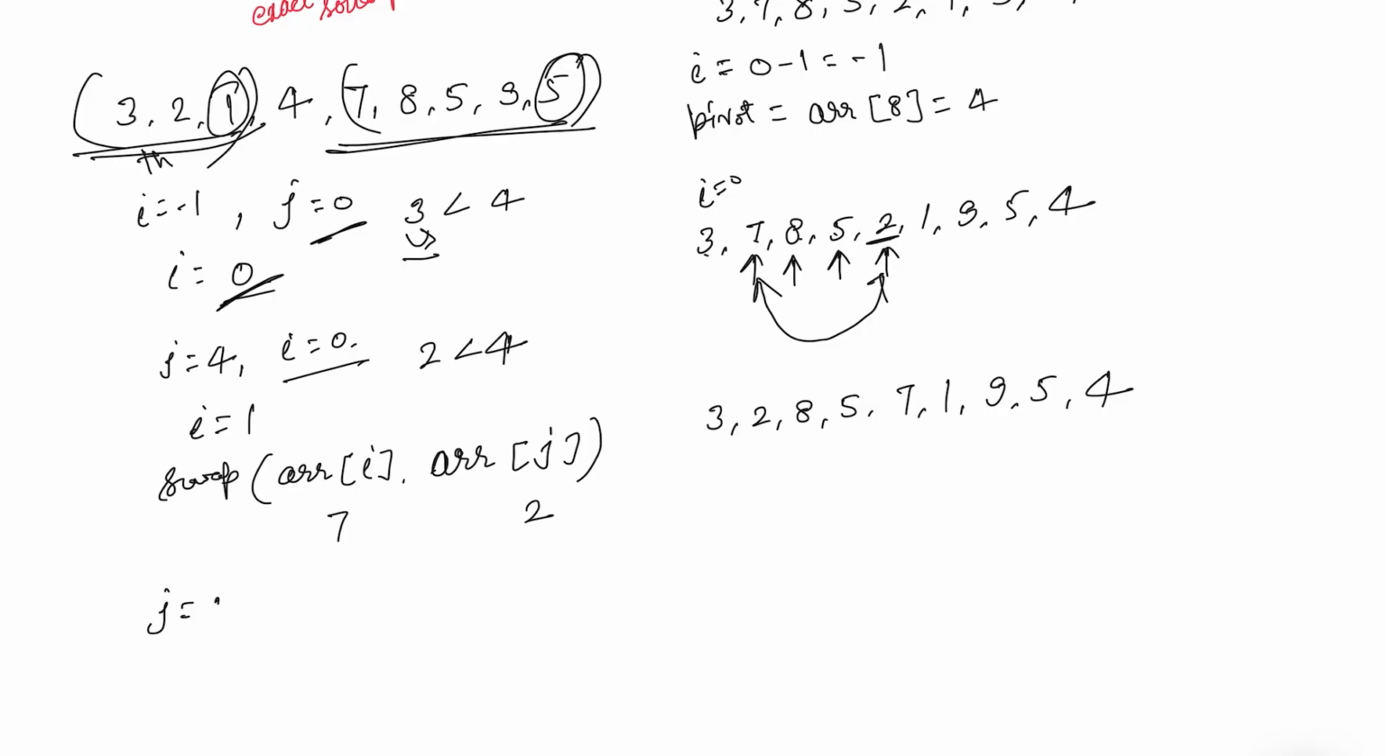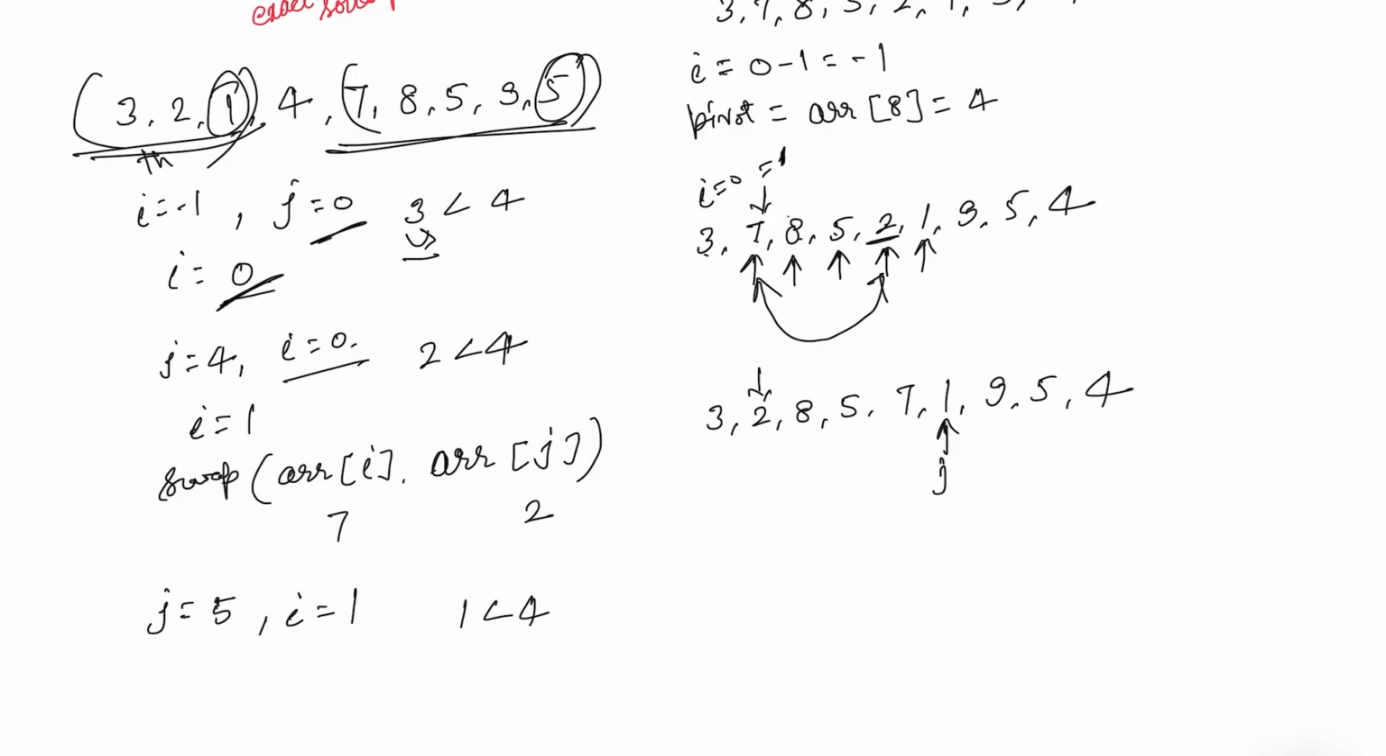Now again next j value will be incremented to 5. So after 2, this 5, j will come here. 1 is less than 4, so we have to proceed. And i has been incremented, i equal to 1, not minus 1. Okay, i is pointing to 1. And j is 5. That means this one. j is here, i is here.